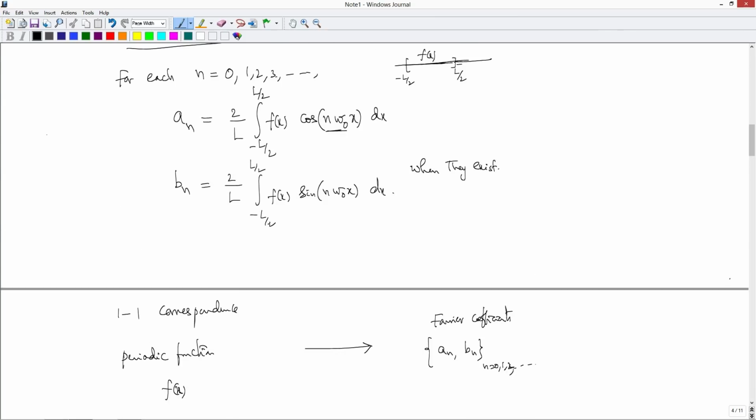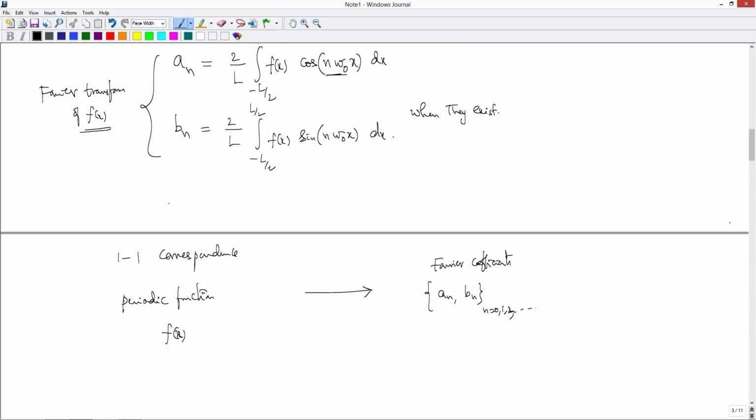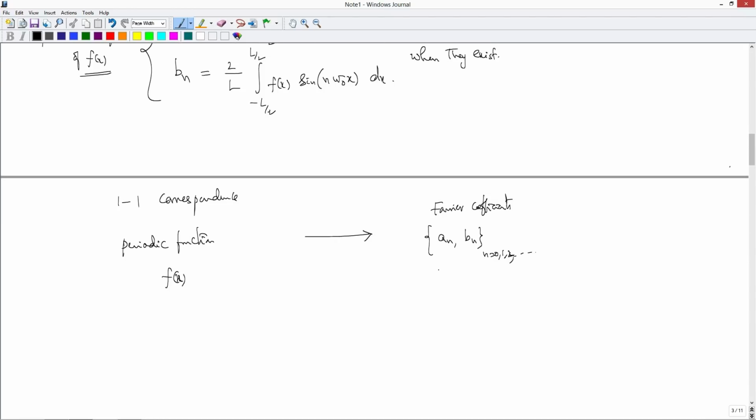These are also called the Fourier transform of f(x), a periodic function f(x). So, these a_n's and b_n's basically define the Fourier transform of a periodic function. Once you get a Fourier transform, it is in the discrete space, discrete numbers. Basically, you go from a time signal to discrete frequency signals. You break it into different frequencies.